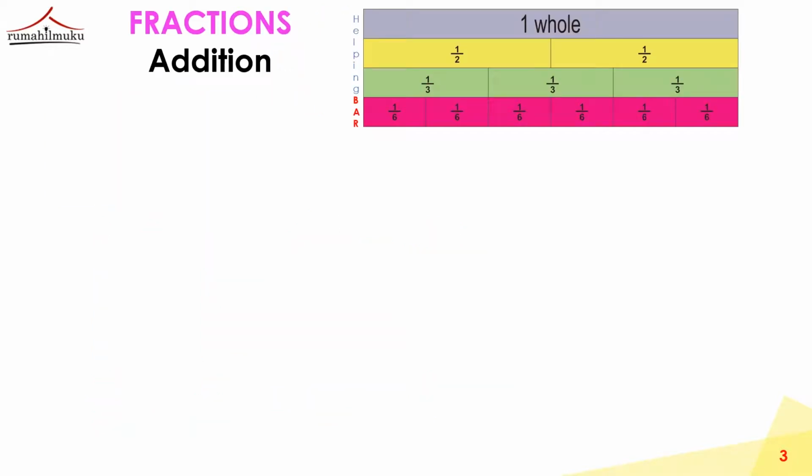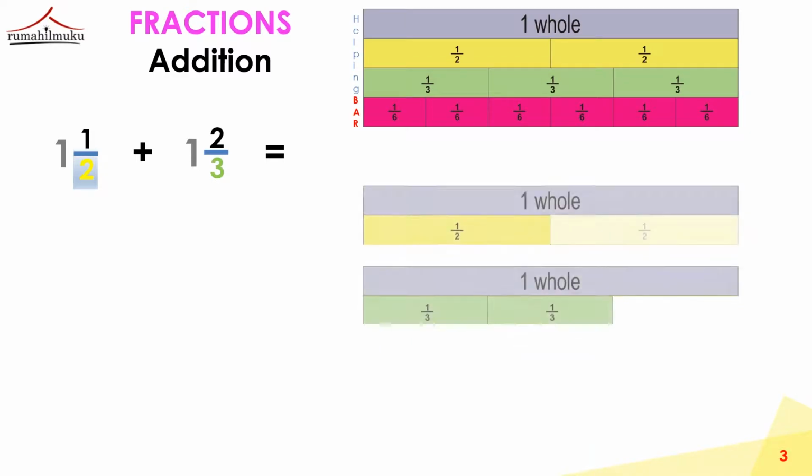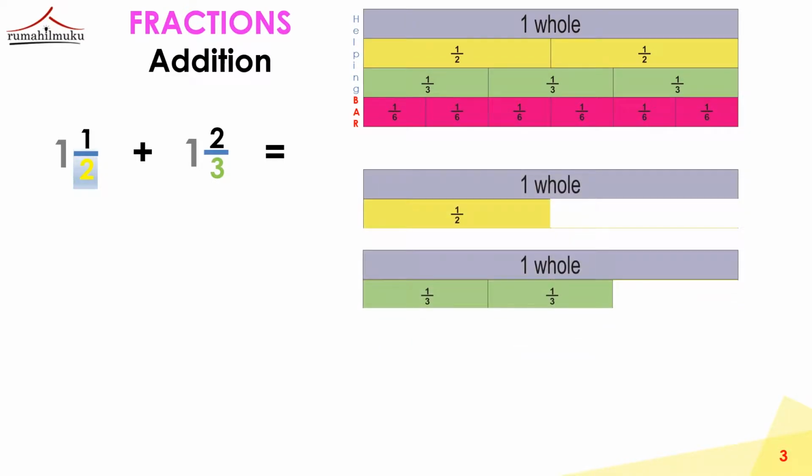Now let's try another method of addition with fractions with the use of our helping bar. Let's say we have one whole and one half plus one whole and 2/3. With the use of our helping bar, we can make two models. In one model, it says one whole and one half, and in the other, one whole and 2/3. To do addition in fractions, we need to make the denominators equal. In these two fractions, the denominators are different, so we need to make them equal.